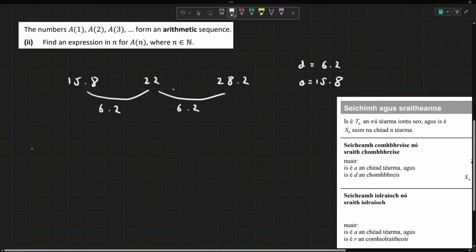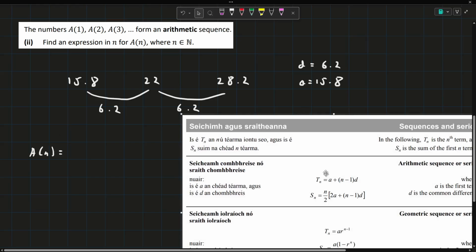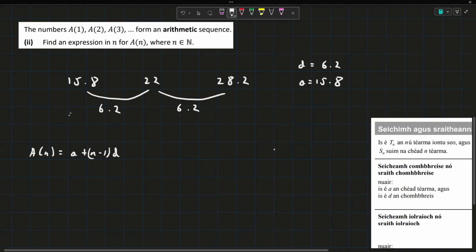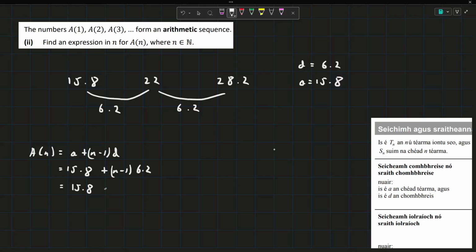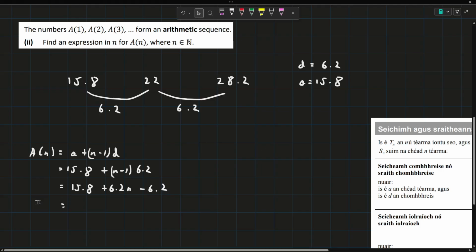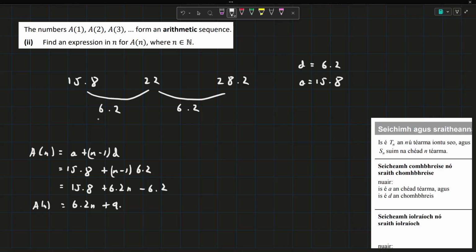So basically, we can write that the nth term, which they call A of n, will be equal to, if we have a look at the formula, A plus n minus 1 times D. And then A, which is the first term, is 15.8 plus n minus 1 times D, which is 6.2. And we can just simplify that a little bit. So we'll say 15.8 plus 6.2n minus 6.2. And then if we subtract those, we'll basically get that A of n is equal to 6.2n plus 9.6. And that is the answer for what A of n is.